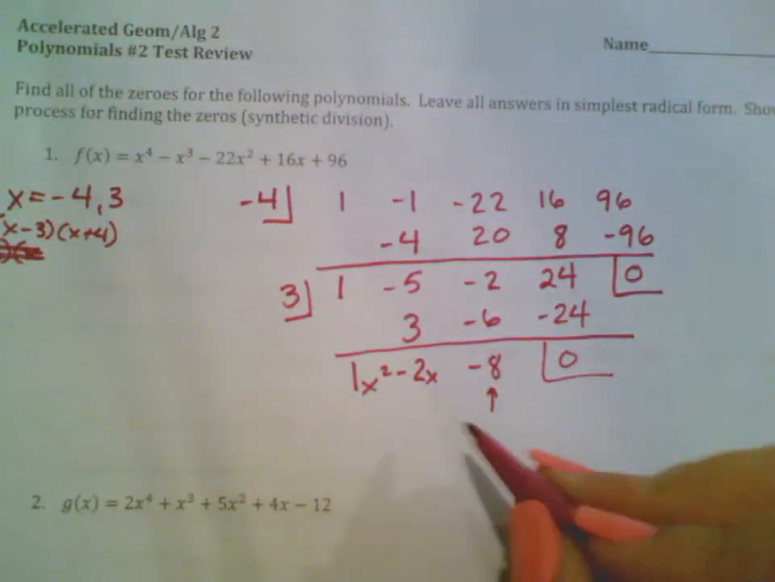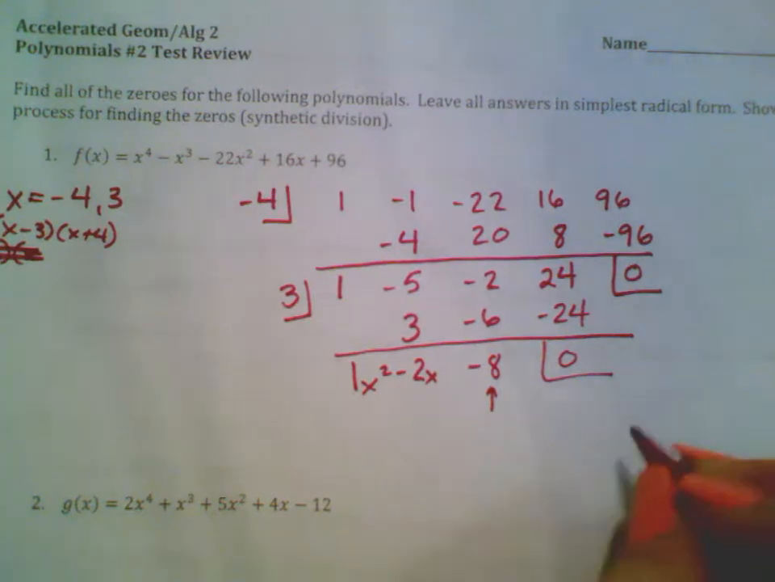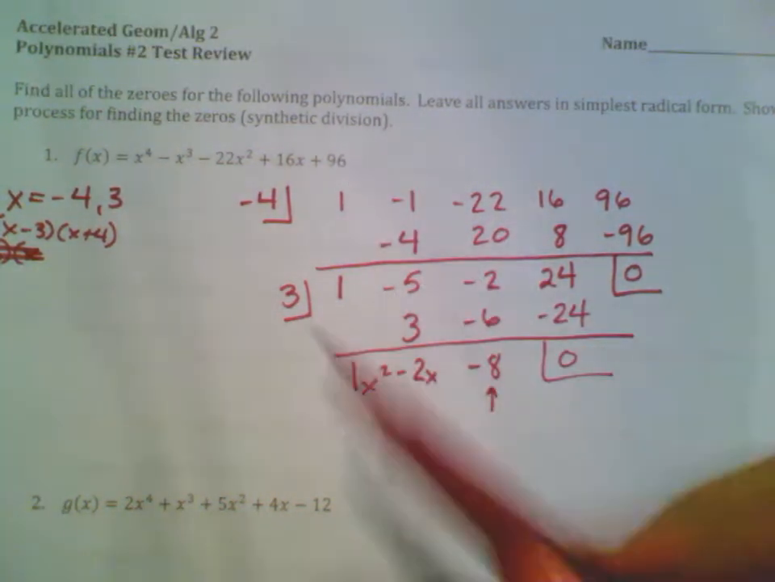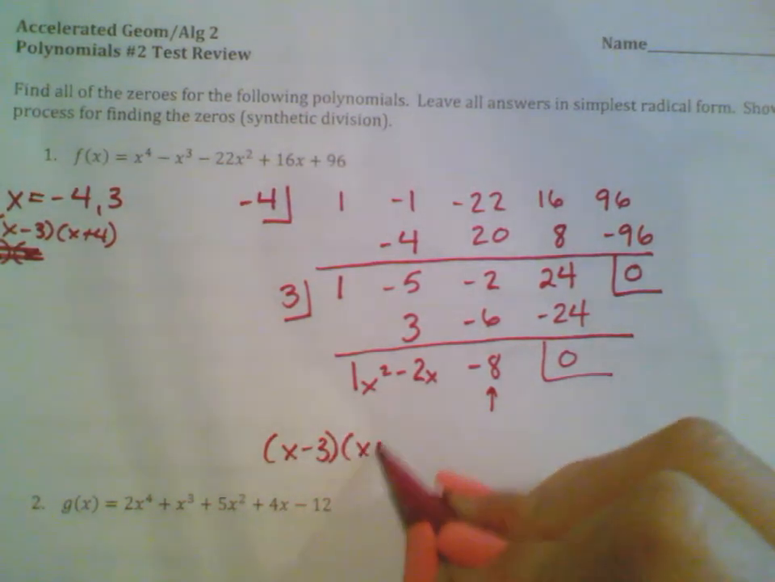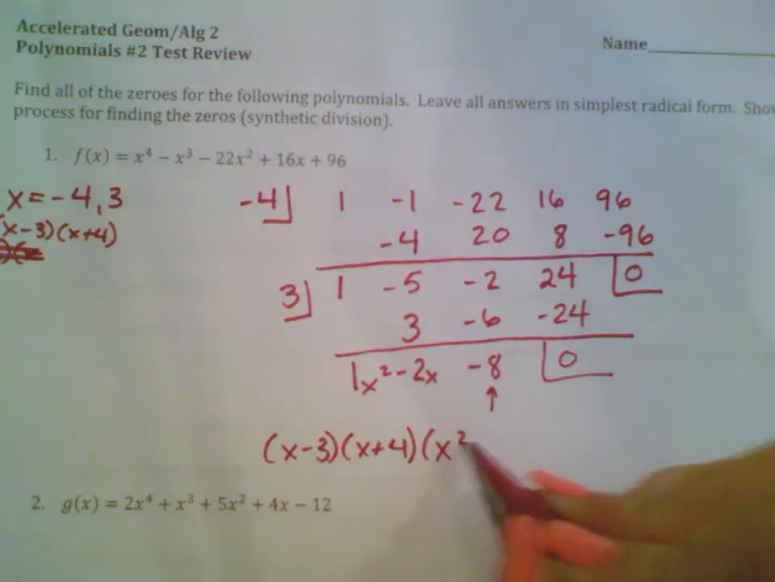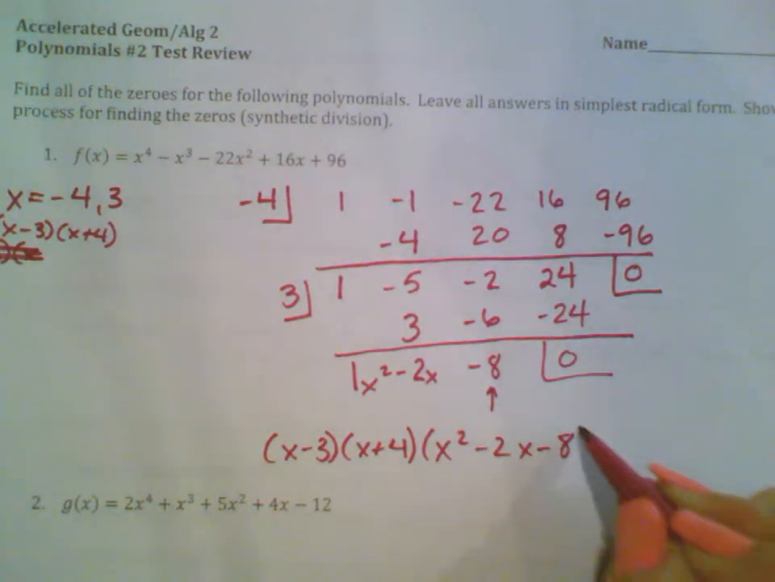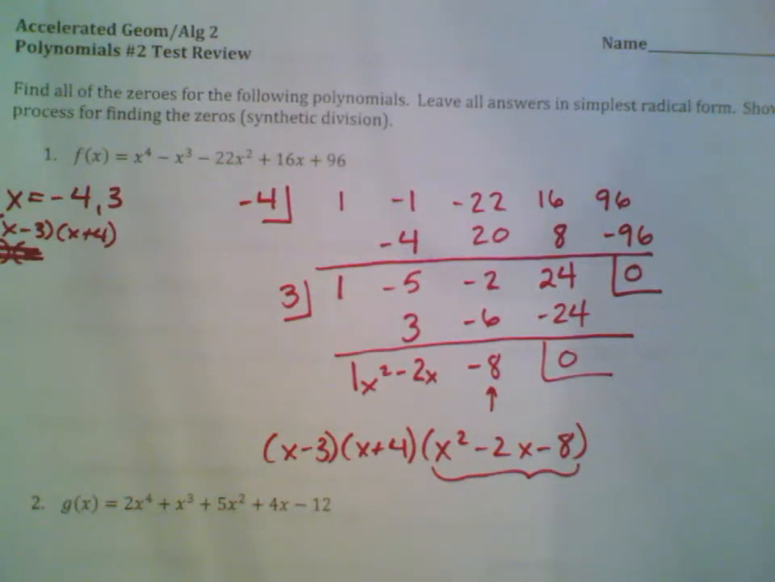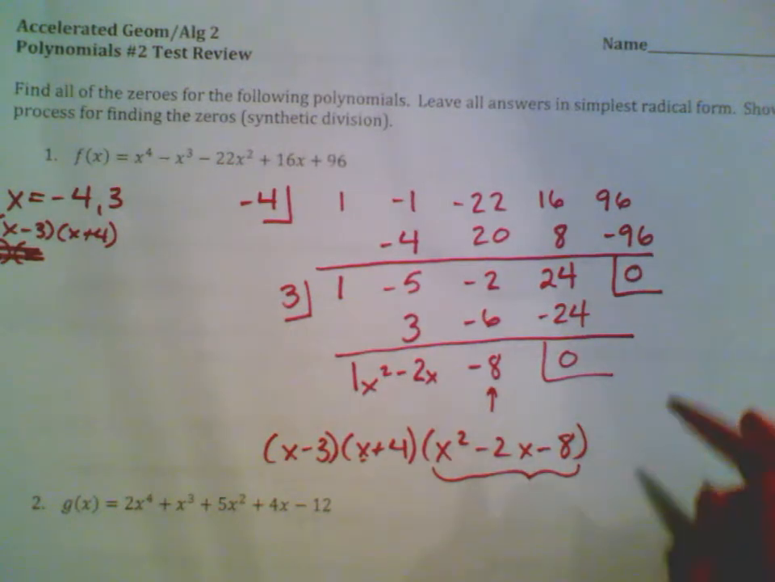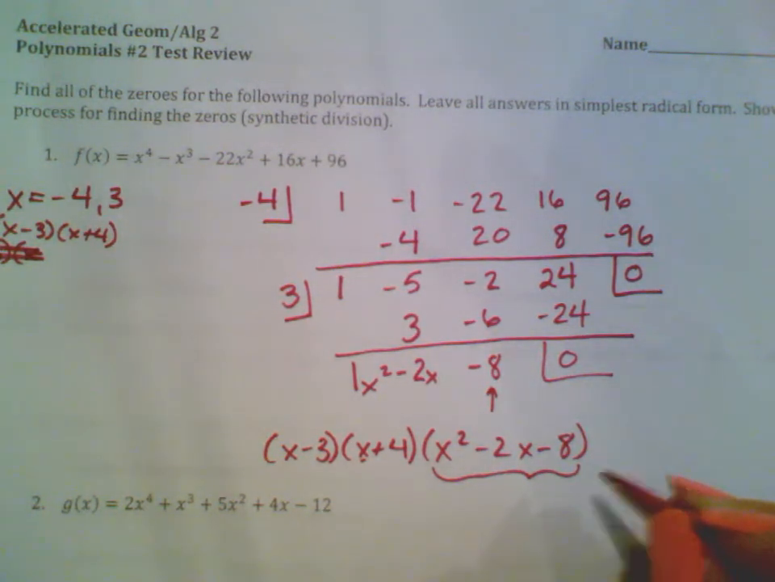If I were to write this, I now have this function broken down into x minus 3 times x plus 4 times x squared minus 2x minus 8. But we need to make sure that we factor this completely. There's a couple ways you can do this. You can use the quadratic formula to figure out where your zeros are going to be, or you can factor it to where we get something like this, and we can see where the zeros will be as well. So I'm going to try factoring.